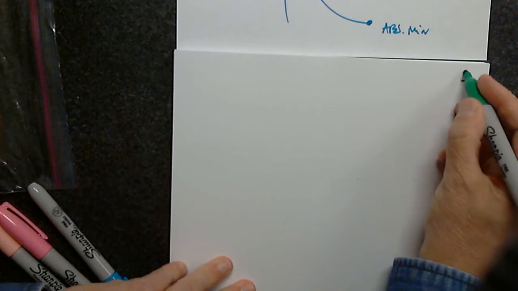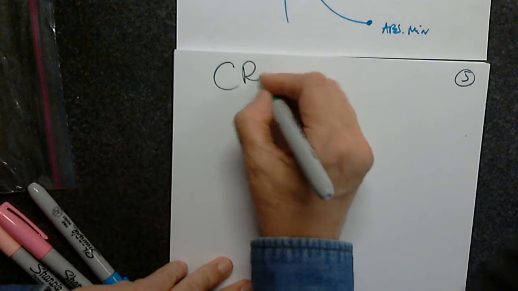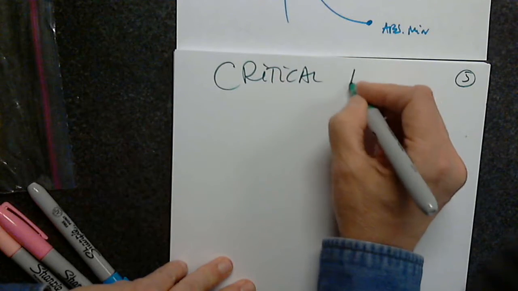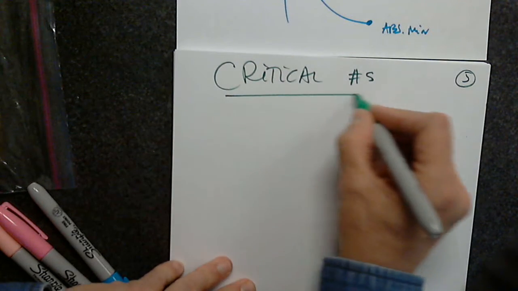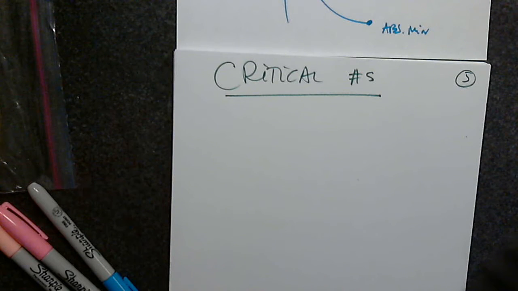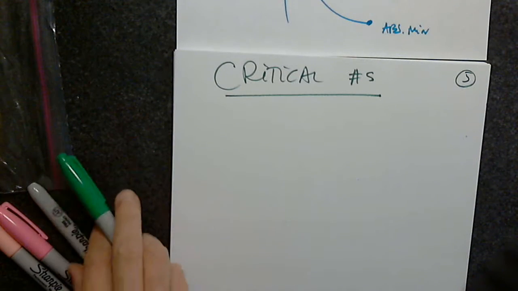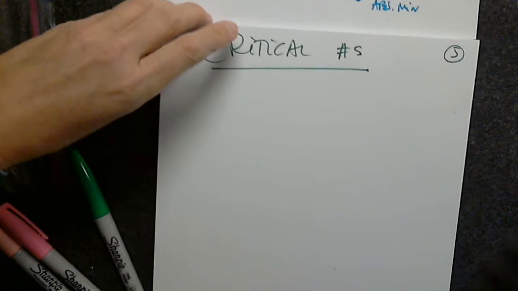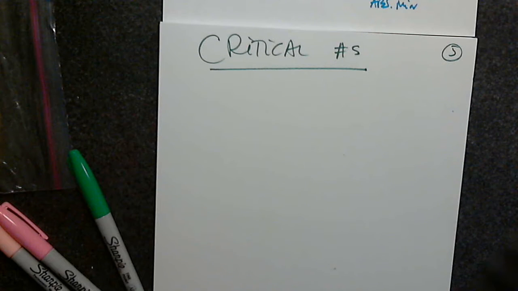Next topic right here, right now, is critical number or numbers. What does this mean? Well, critical numbers of a function come from two sources. A function does not have to have critical numbers. You may have critical numbers coming from one source or the other or both, but it doesn't have to have critical numbers at all.